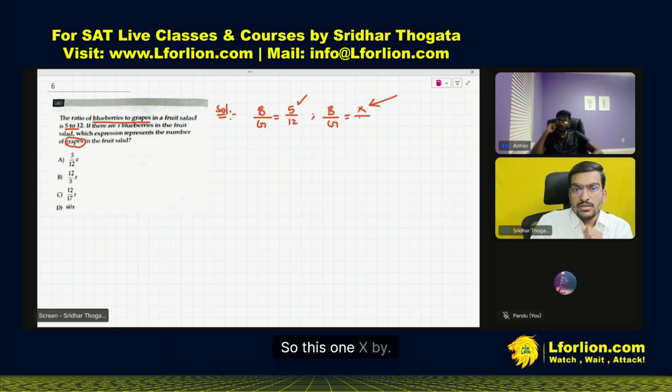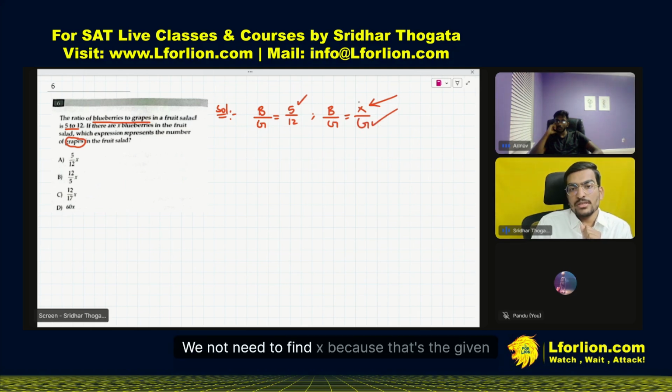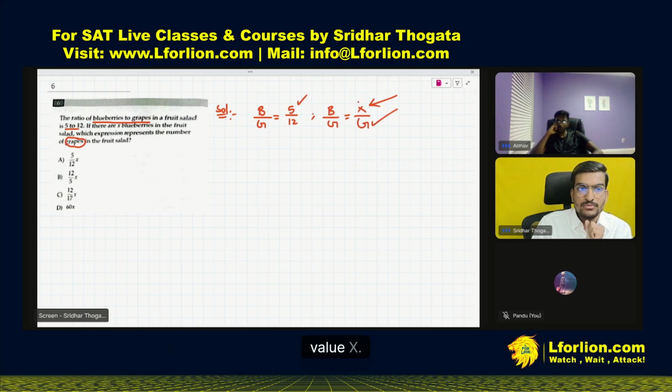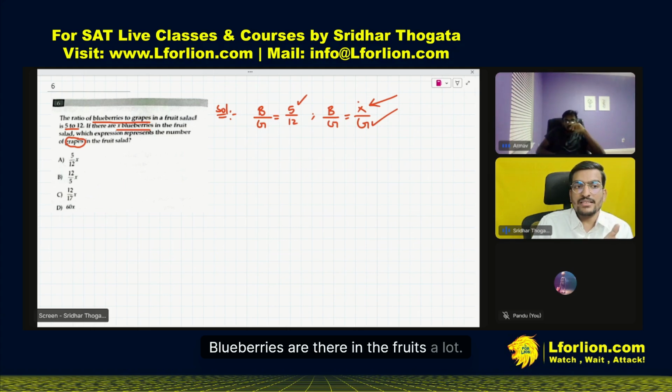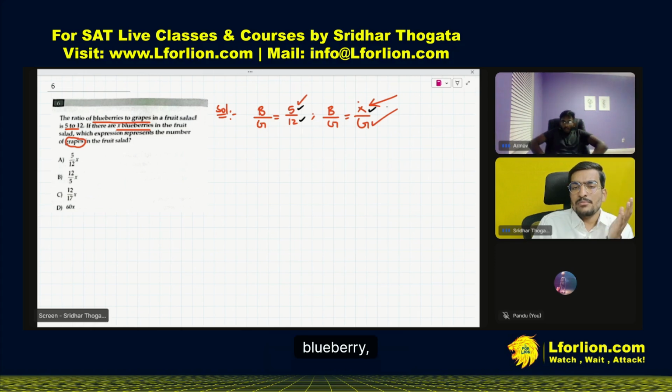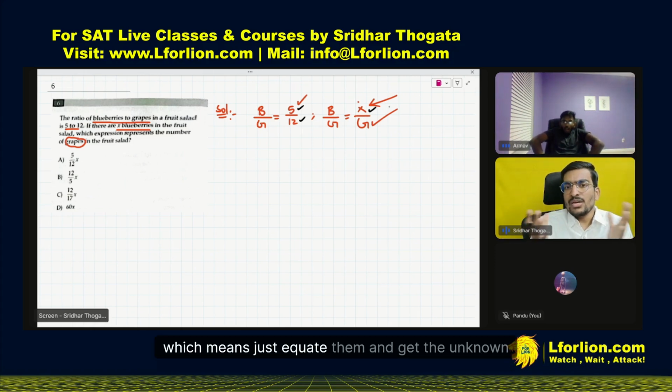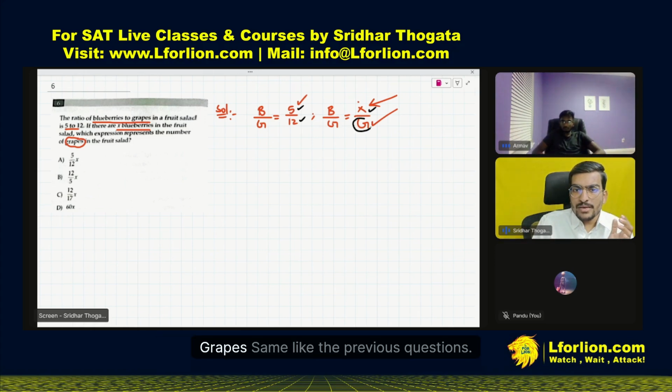So let's consider this as G only. This is what we need to find, grapes. We do not need to find X because that's the given value. X blueberries are there in the fruit salad. So what I do now is equate, because these two are in some ratio. We already have blueberries, so just equate them and get the unknown value, grapes. Same as the previous questions.